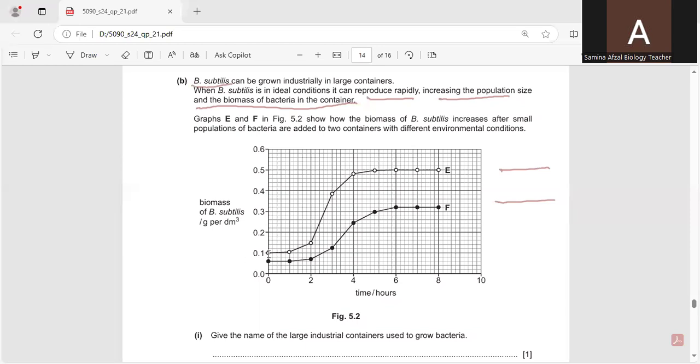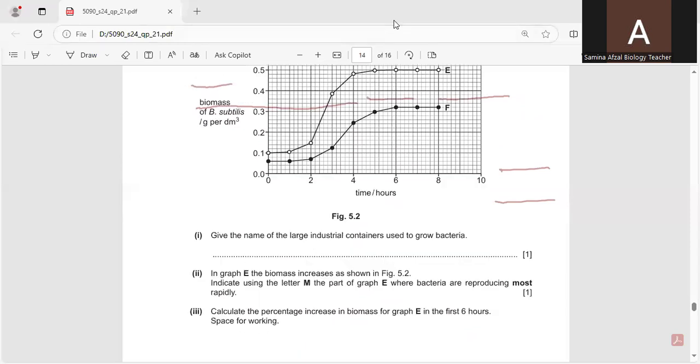Now, move to the question. Give the name of the large industrial containers used to grow bacteria. So large containers which are made of steel, and they are used to manufacture different products on a commercial scale. They are called fermenters.